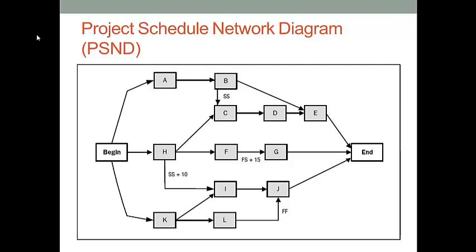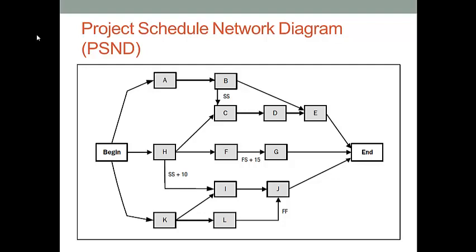Let's see another example. Between H and I, there is a SS as well. This also shows a start-to-start sequence exists between H and I. Also notice that after SS between H and I, we have a plus 10. That means the project manager predicts that there could be a 10-day delay between activity H and activity I.